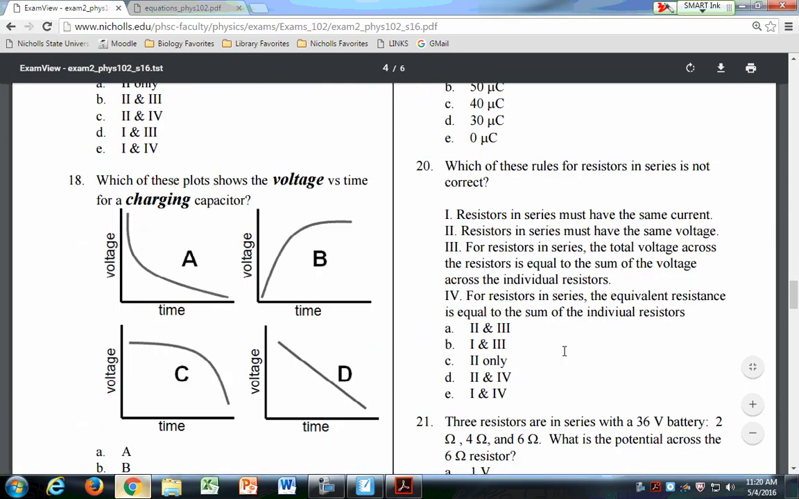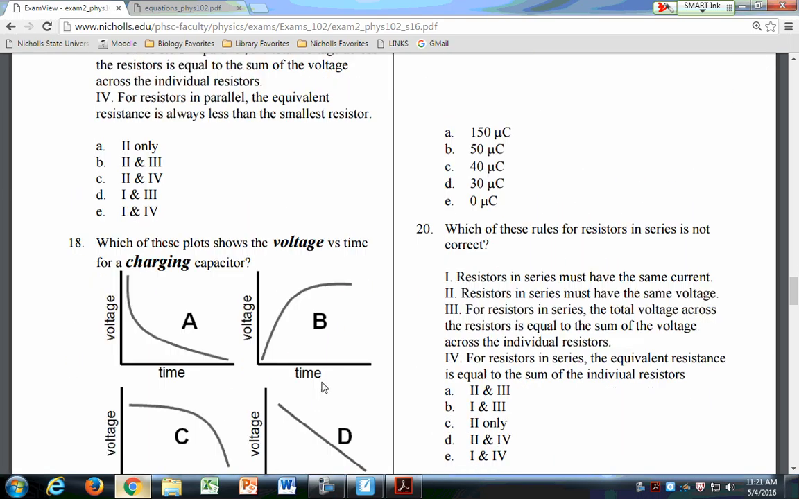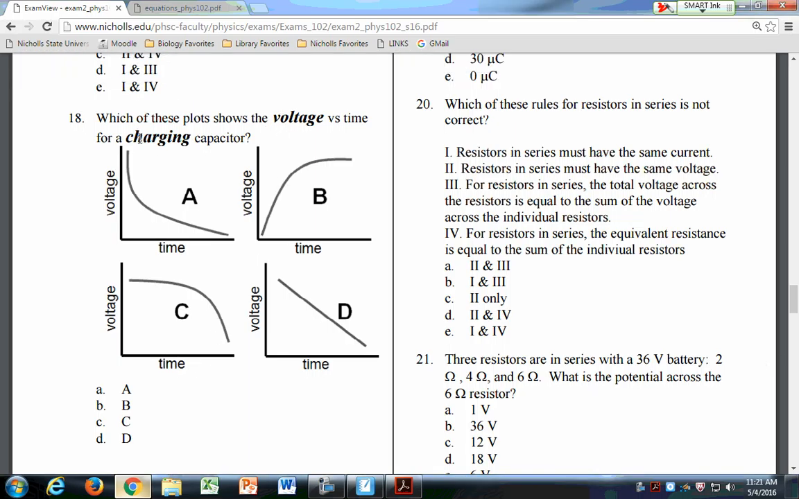RC circuits, maybe, maybe not. You only had a couple questions, but you could see RC, so you probably will see RC circuits. Both knowing conceptually what happens. Here I asked for voltage, but I could ask for the charge. I could ask for a discharging capacitor. I could ask for the current as well. So know what happens to those things on charging and discharging capacitors.